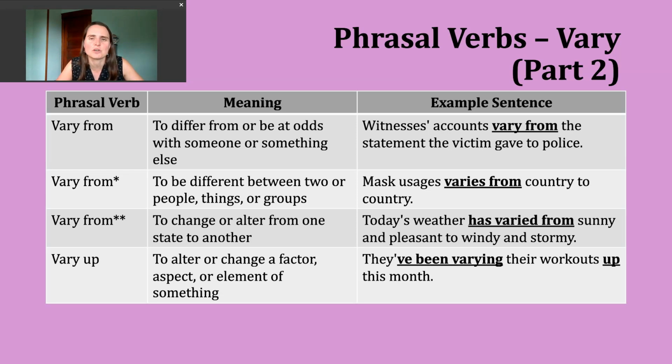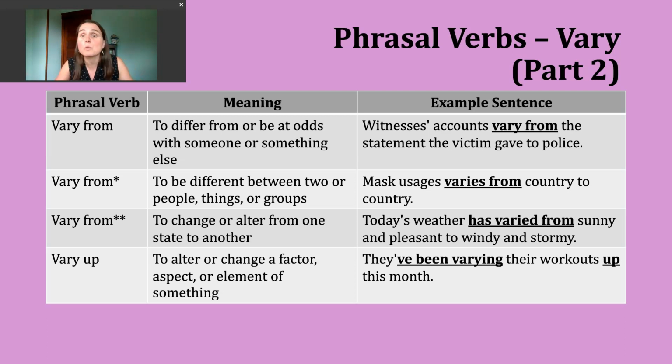The last phrasal verb we're going to discuss today is vary up. The meaning of it, rather, is to alter or change some factor, an aspect, or some element of something else. An example of this might be, they've been varying their workouts up this month. Here's an example of present perfect progressive, or present perfect continuous. So we're describing something that started in the past and continues into the present. And so it seems like they've been changing things up.